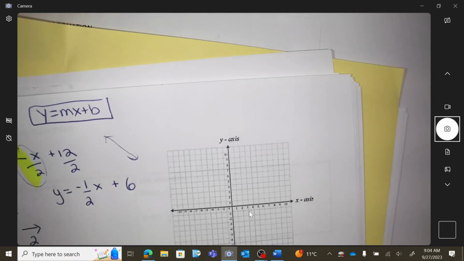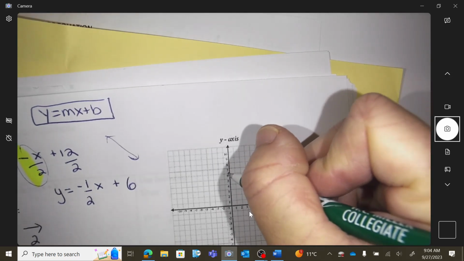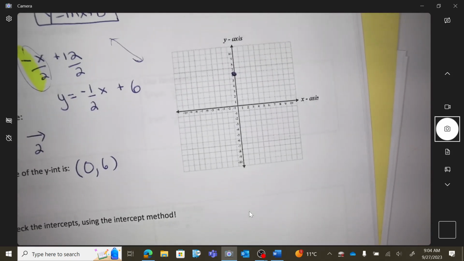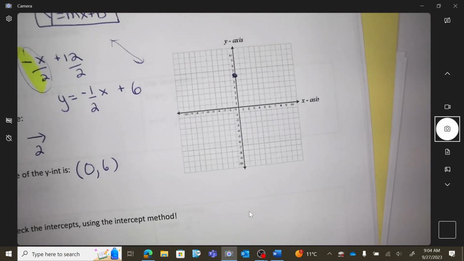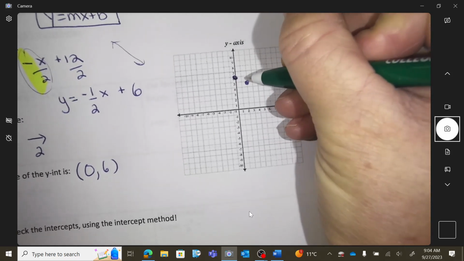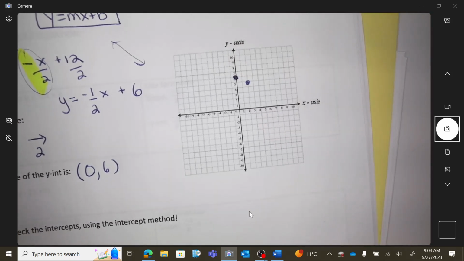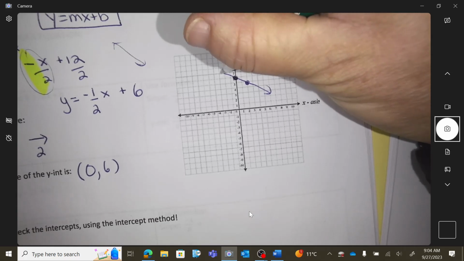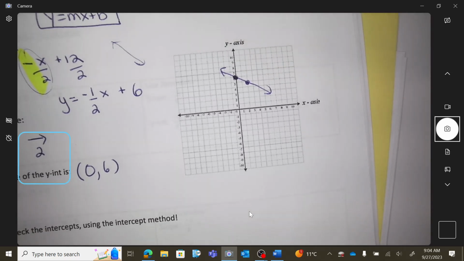Okay, so we graph. Let's start at the y-intercept. So there's 0, 6. And then you make your move. Down 1, right 2. Down 1, right 2. And that's it. That's all I need. I need 2 points to show me that that's your line.